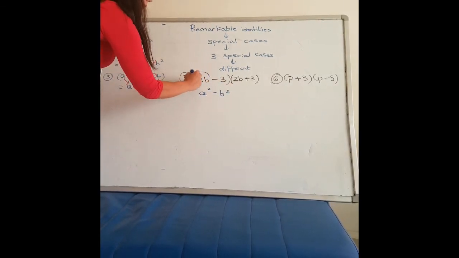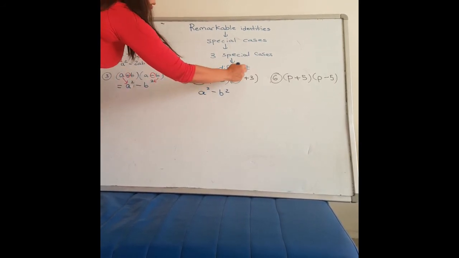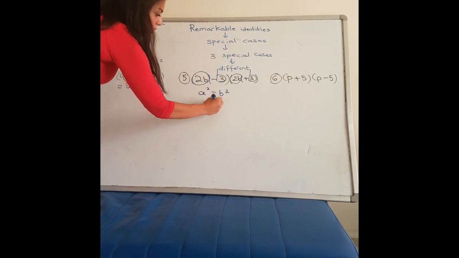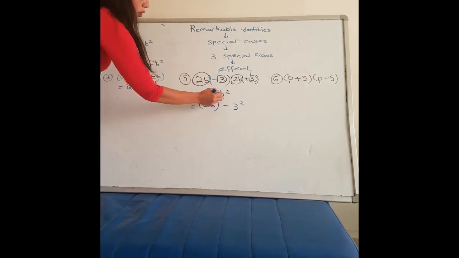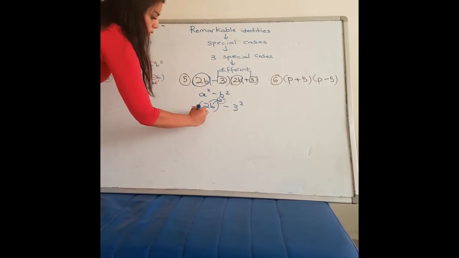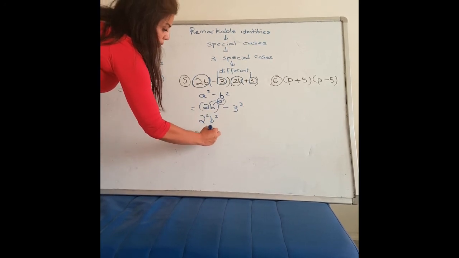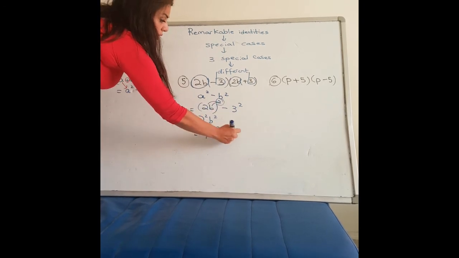Where's my a? This is my a, this is my b. They are similar, so this is my a, this is my b. What's my a? 2b to the second power minus 3 to the second power. I need to distribute the square into both, so it's 2 to the second and b to the second, which is 4b to the second minus, I don't change it, 3 times 3 is 9.